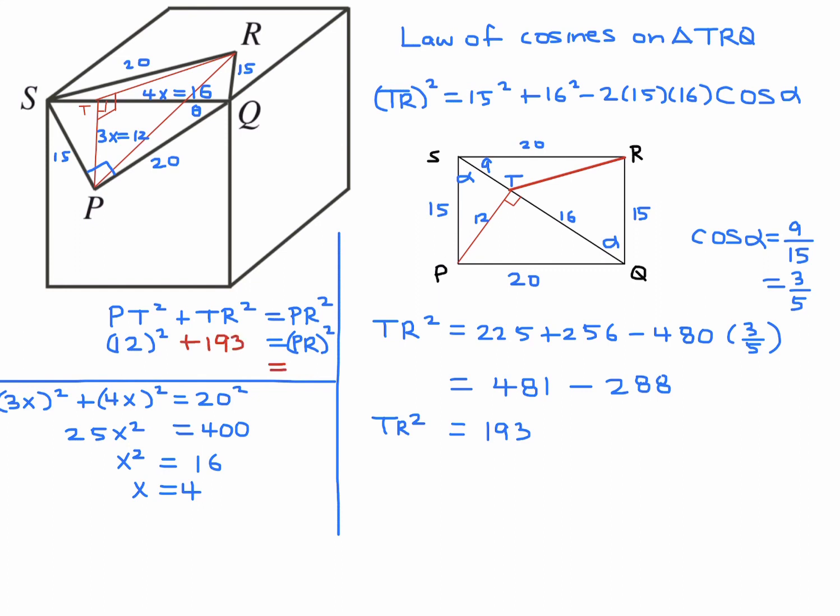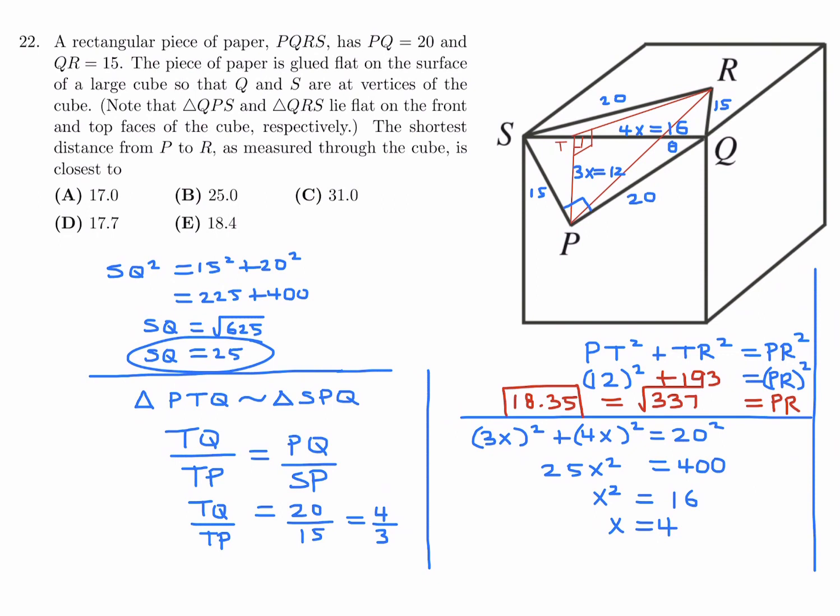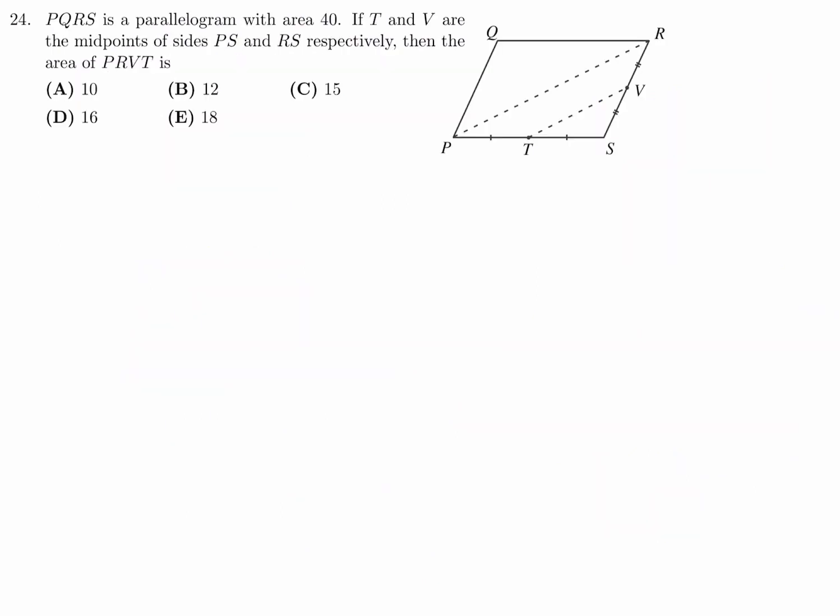And there we go. That means PR squared would be 193 plus 144, which is 12 squared, which is 337. And therefore the square root of 337 would be PR. And if you take the square root of 337, you get approximately 18.35. And let's see here, 18.35 is closest to choice E.